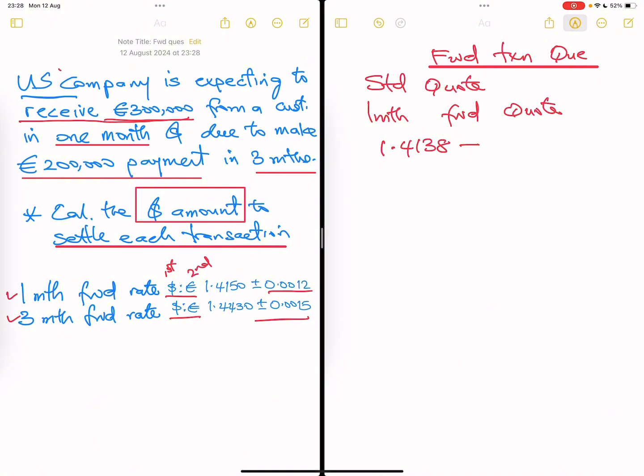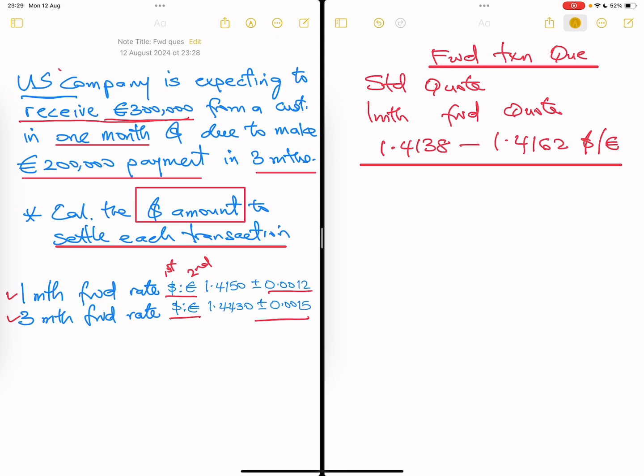plus 1.415 plus 0.0012. And that will give us 1.4162. And still we're talking of dollar/euro. Right. So, like I always say, that's the first thing you must think about. You must know your code system. So now we have the standard code system.